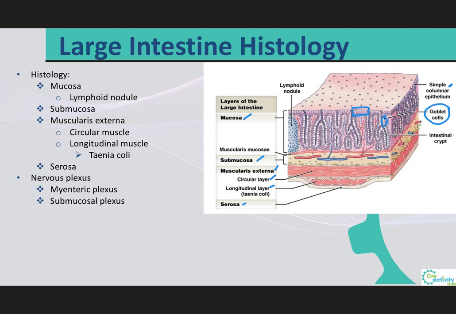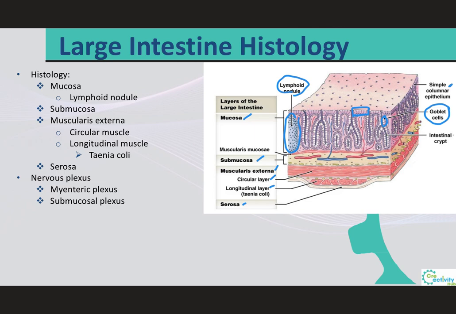Enterocytes will then absorb water and salts as well as vitamins that are produced by these intestinal bacteria, which we have already seen in the small intestine as well. Notice the presence of these large lymphoid nodules that are going to be scattered throughout the lamina propria and will extend into the submucosa. And this is to help out with any bacterial infection that might occur in the large intestine.